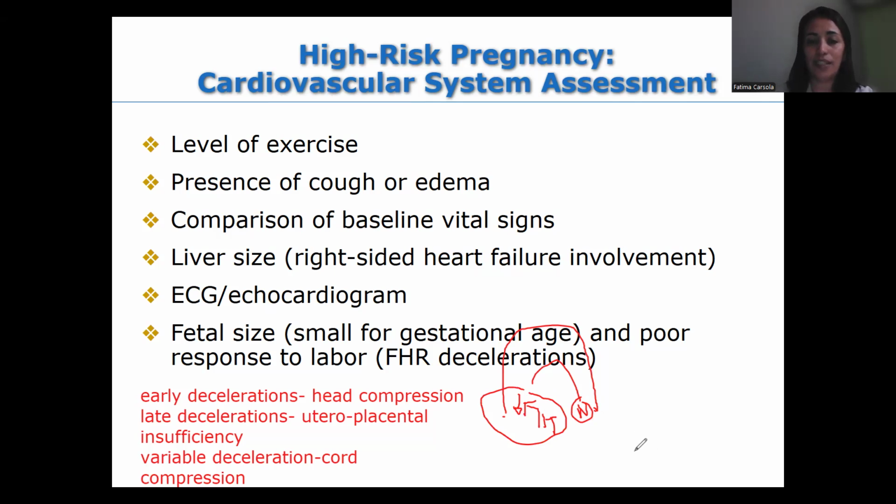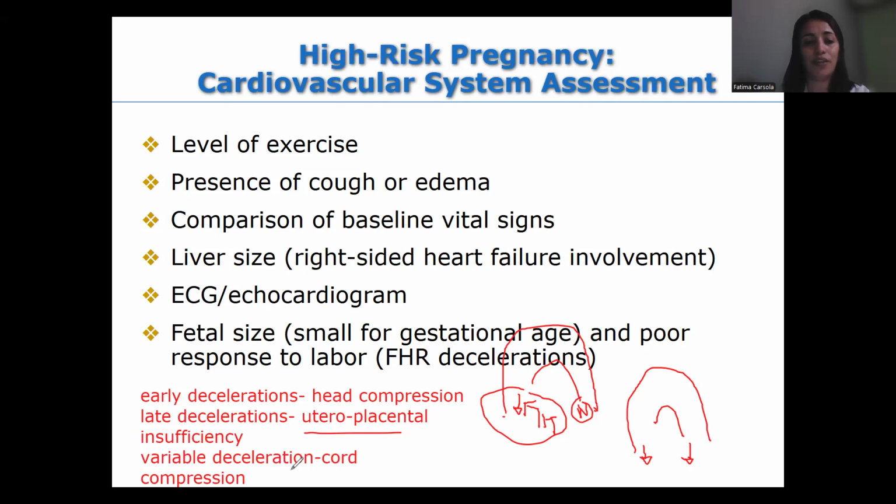When we say late decelerations, okay, so this could be another contraction, the FHT decreases at the start of the contraction, and it doesn't go back to normal at the end of the contraction. It is still decreased, and this is because of uteroplacental insufficiency, and this is a medical emergency. The baby should be born immediately.